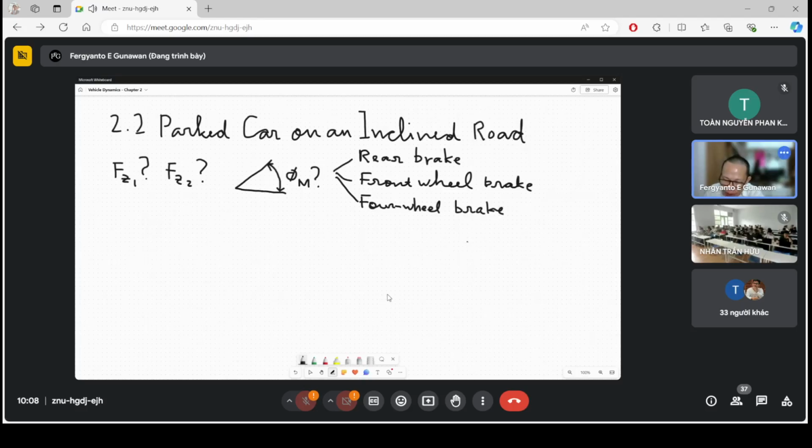We think it is very likely that the maximum angle of a four wheel brake will be much bigger than, say, the rear wheel, right? We assume this will happen. So a four wheel brake will have a bigger parking angle without sliding than the rear wheel. So this is our common sense. Okay, let's start with the first one.